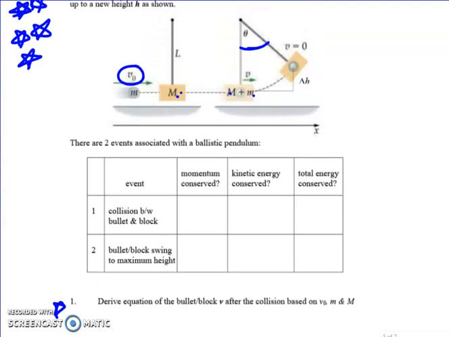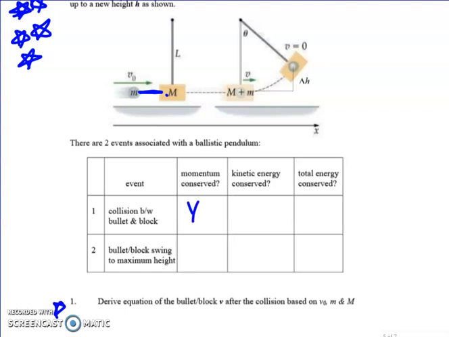So there are two events, and that's what we have to make sure we distinguish. The first event is the actual collision, and then the second event is the swinging up afterwards. So we have to ask ourselves, is momentum and kinetic energy conserved in each of these events? Let's look at the first event, the collision between the bullet and the block. Is momentum conserved? To answer that question, we just ask ourselves, are there any external forces? And the answer is no. There is a collision between these two. They are internal, so momentum is conserved.